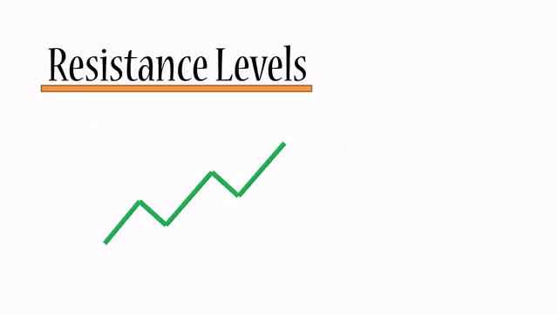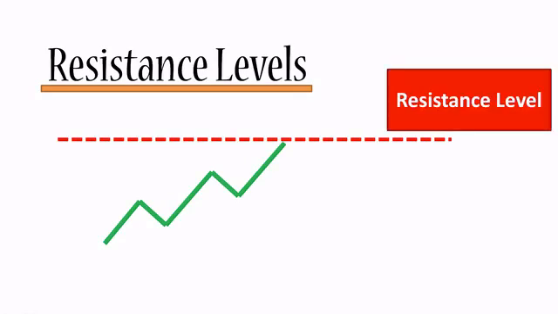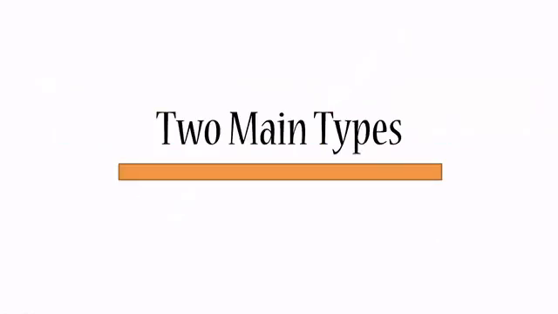So now resistance levels. They're very similar, but they're the opposite. They're above the price. A resistance level puts pressure on the price and acts as a barrier for the price going upwards. And once again, generally speaking, there are three possible outcomes. Either the price bounces off the resistance level and goes down, or it can test the resistance level and then go down, or it can cross the resistance level and there'll be a strong impulse in the direction of the trend. There are two main types of support and resistance levels, and these are historical and psychological.